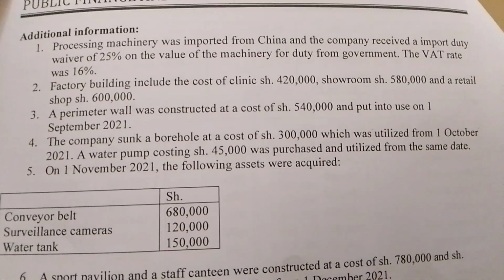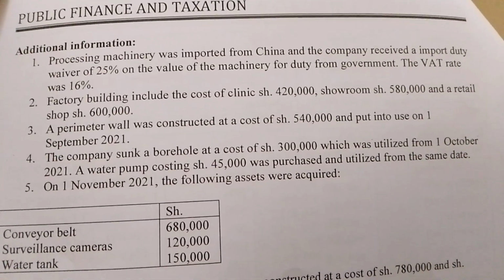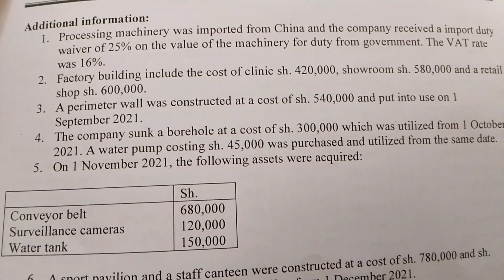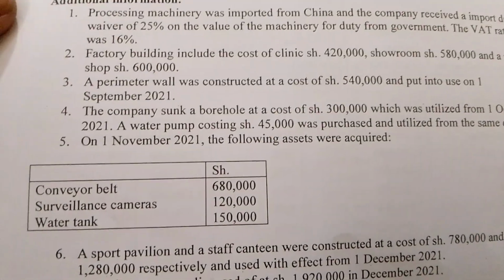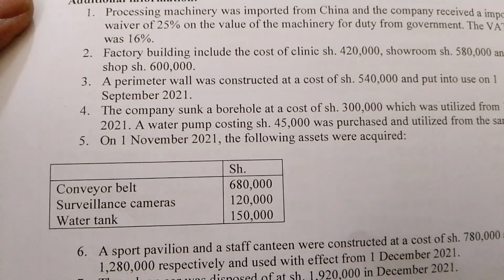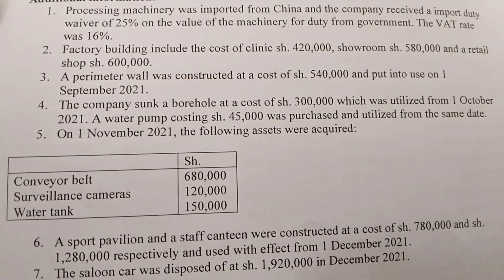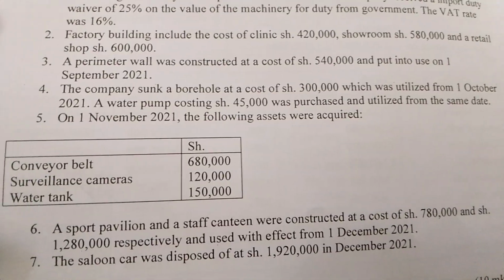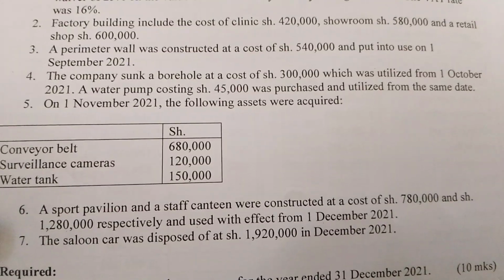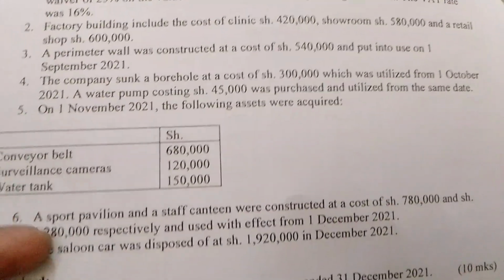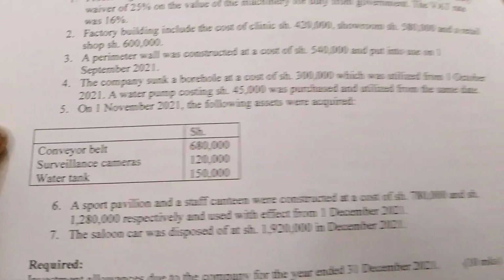Number 2, factory building includes the cost of clinic, shillings 420,000, showroom 580,000, and a retail shop, shillings 600,000. A perimeter wall was constructed at a cost of shillings 540,000 and put into use on 1st September 2021. The company sank a borehole at a cost of shillings 300,000, which was utilized from 1st October 2021. A water pump costing shillings 45,000 was purchased and utilized from the same date.